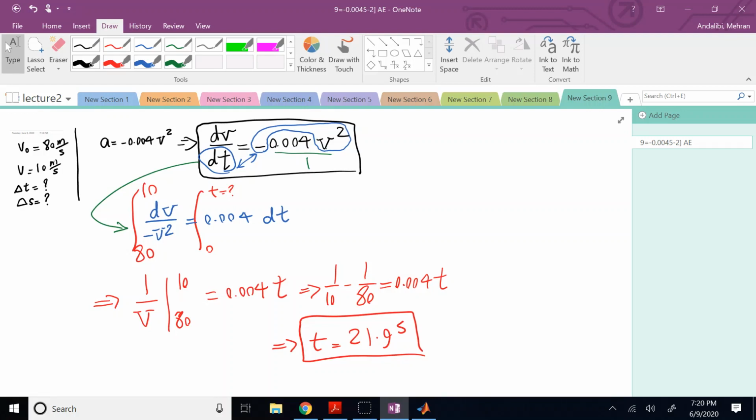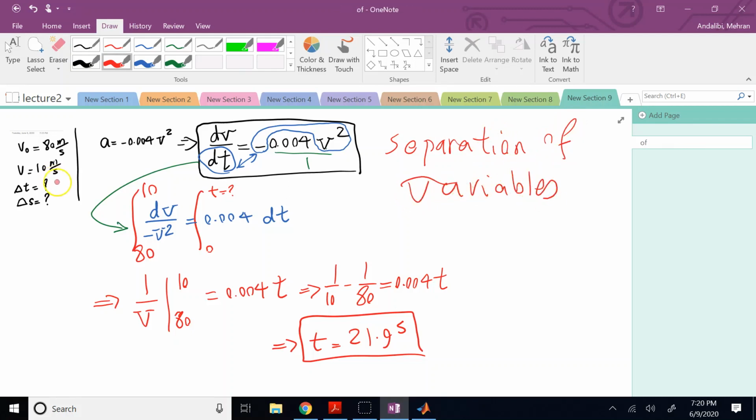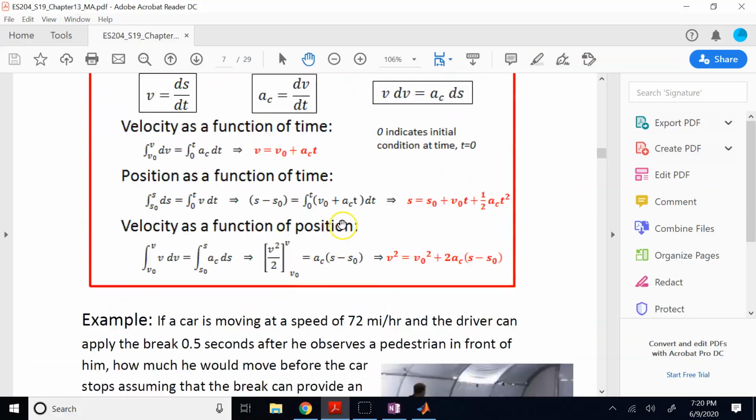Okay, so this method, again, we call it separation of variables. So this is the first part of this problem. So I got this one. What about the displacement? If I want displacement, what can I do? One way is, we know I can go back to velocity and integrate it versus time, right?